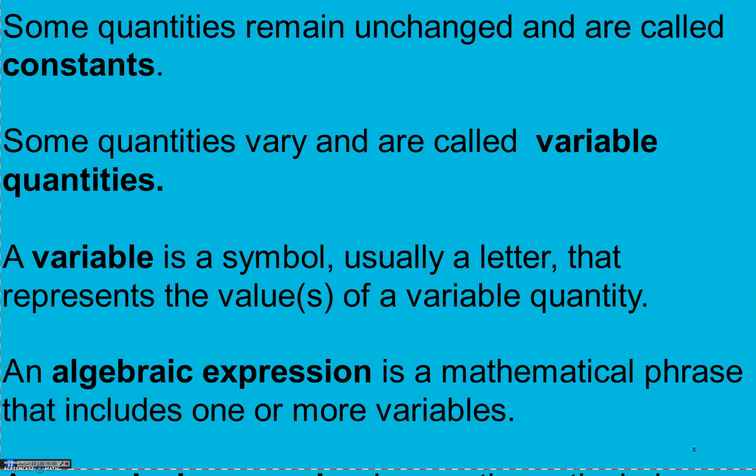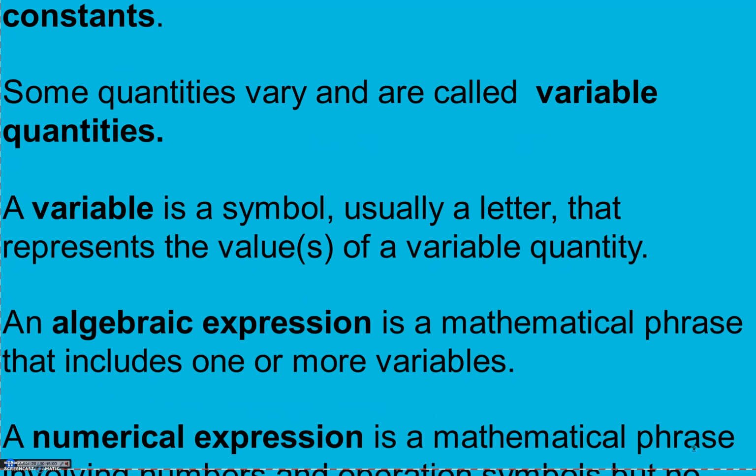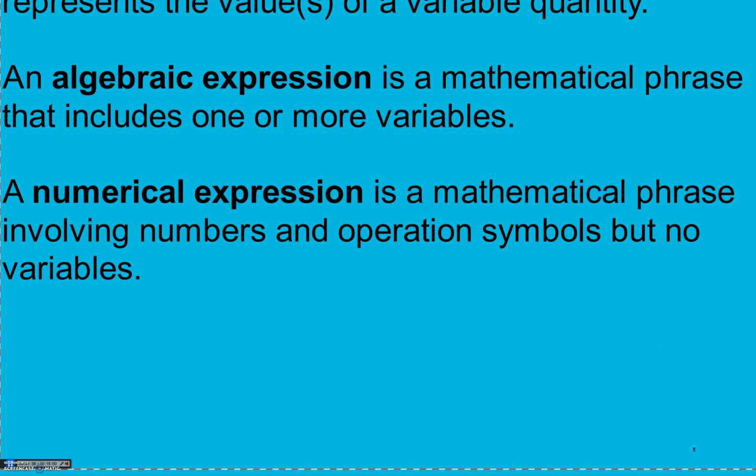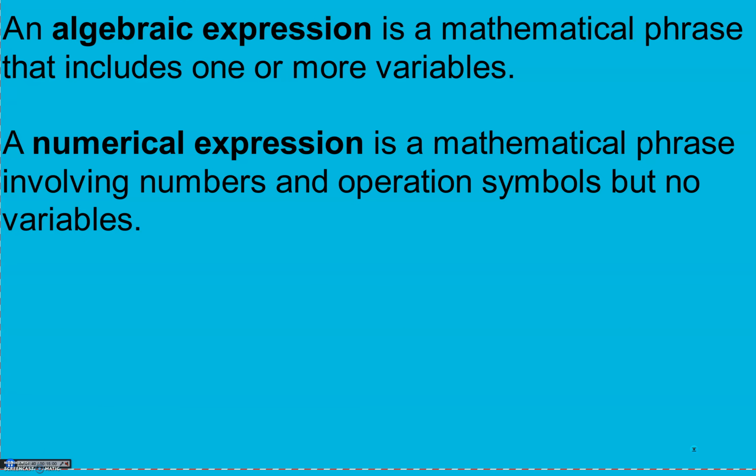An algebraic expression is a mathematical phrase that includes one or more variables. So as long as it's got variables in it, it's algebraic. A numerical expression is a mathematical phrase involving numbers and operation symbols, but no variables. So if all it is numbers and pluses and minuses and things like that, it's numerical. If it has any variables at all, it's algebraic.